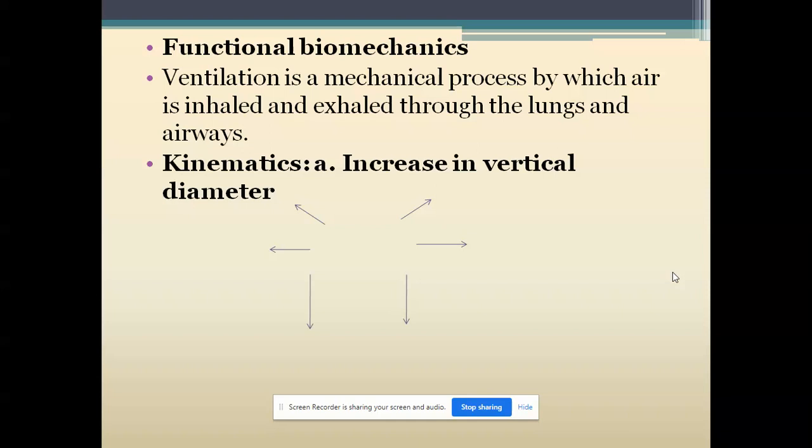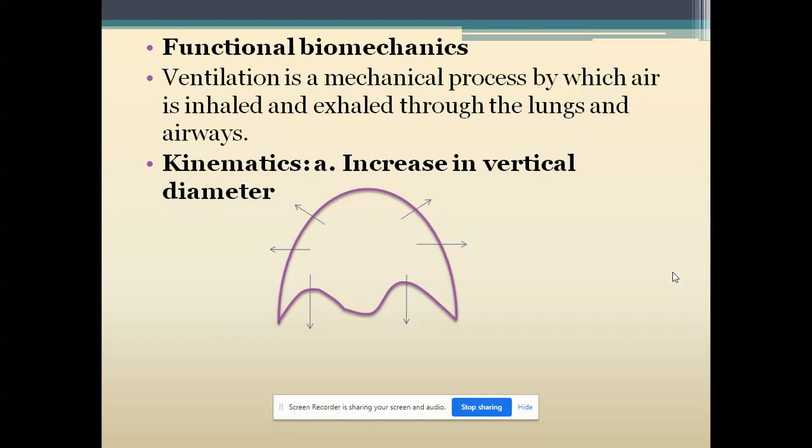In the last video, we already saw that there are many types of diameters which increase and decrease on the basis of the inhalation and exhalation process, let it be vertical, transverse, or AP. So kinematics is nothing but the increase and decrease in these diameters. The first point of kinematics is the increase in vertical diameter.